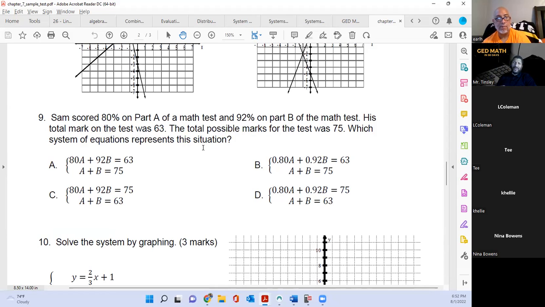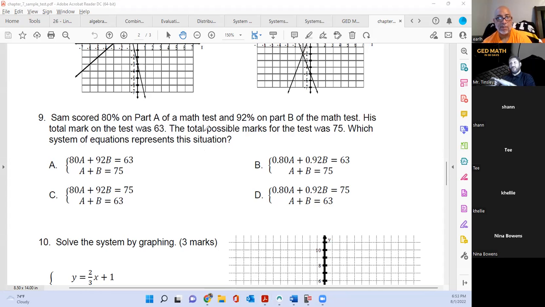How would we even do that problem? Which ones can we get rid of right away? Does anybody know how we would set this up? First of all, what are my variables? You get rid of B and D, right? Because they're decimals. B and D.